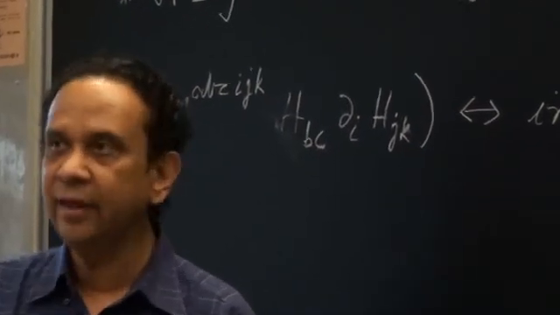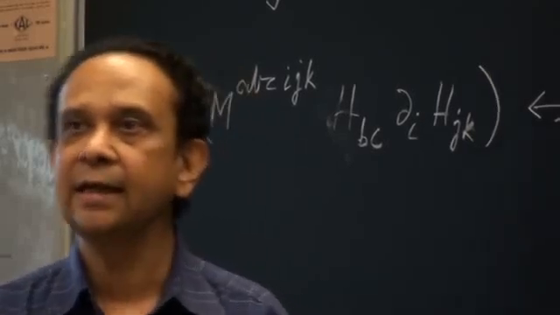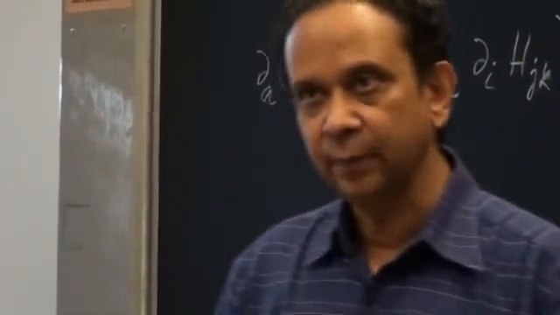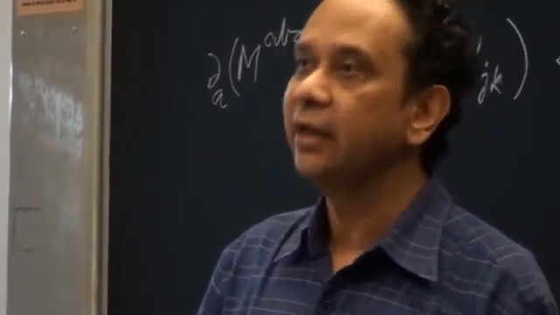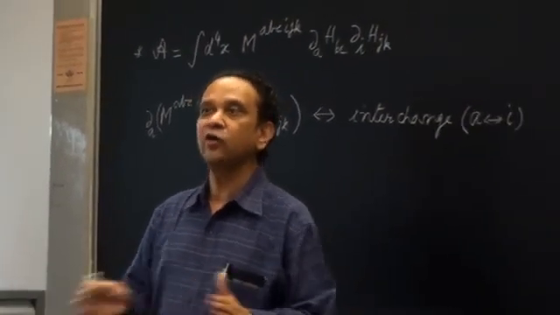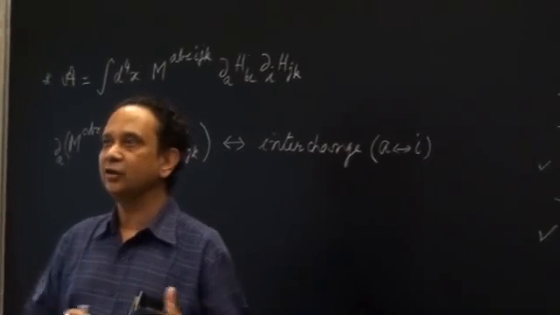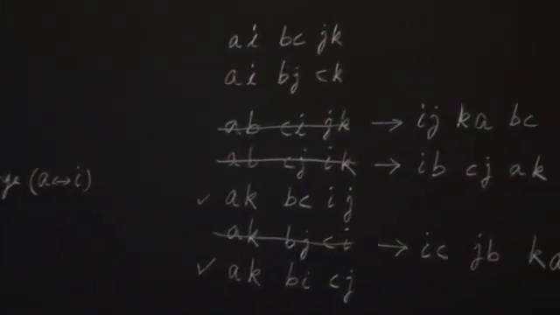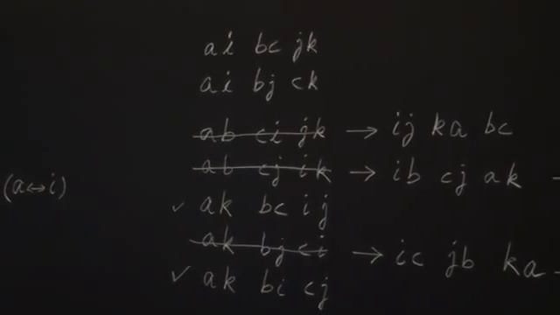You say that HAB going to HAB plus DA psi B plus DB psi A should be an invariant solution. Remarkably enough, it allows you to fix all the coefficients, just as it happened in the electromagnetic case. And if you do that, the final structure of MABCD which you get is the following.